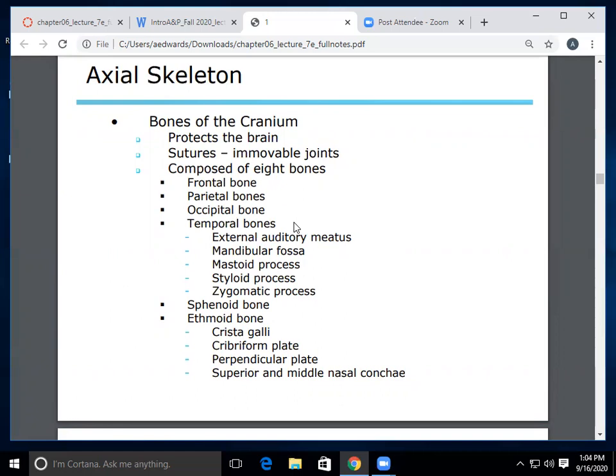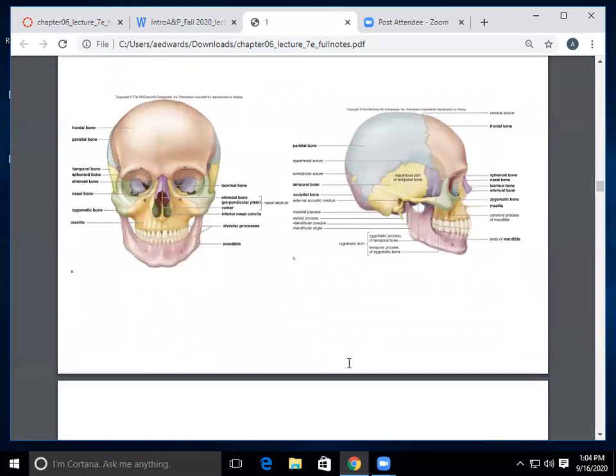On the temporal bone, you'd see the external auditory meatus for your ear canal. You also have a mandibular fossa, a mastoid process, a styloid process, and zygomatic process. You also have a sphenoid bone, ethmoid bone. We talked about some of the structures there already, like the crista galli and the cribriform plate and the perpendicular plate. Also, that's where the superior and middle nasal conchae are. I know you'll see some of this in lab, but I just want you to be exposed to it here as well.